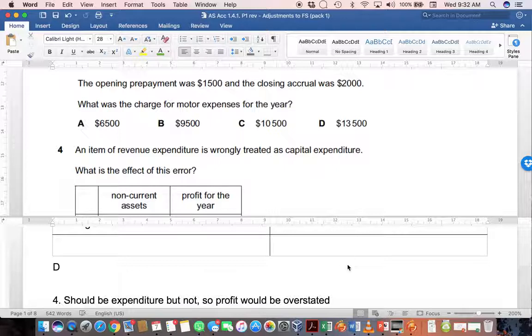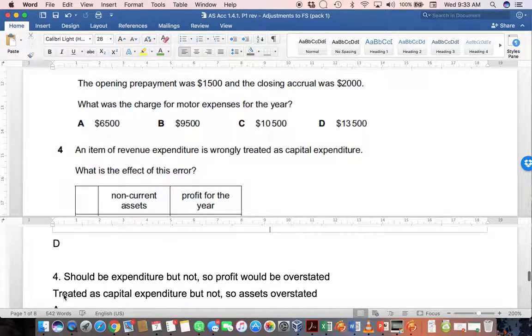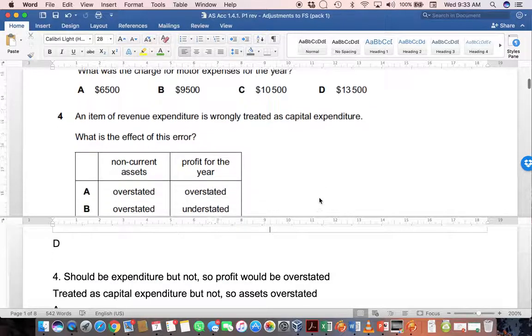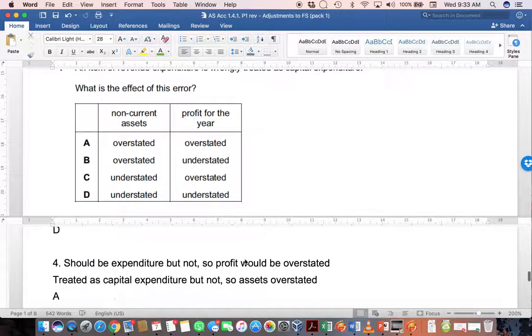So you should realize that it should be an expense, but it's not. So your expenses would be understated and therefore your profit would be overstated. It was treated as capital expenditure, but it's not capital. So it means that your assets would have been overstated. So let's go look for an option that has both my assets and my profit as both being overstated, and that's how I will arrive at my answer being A.